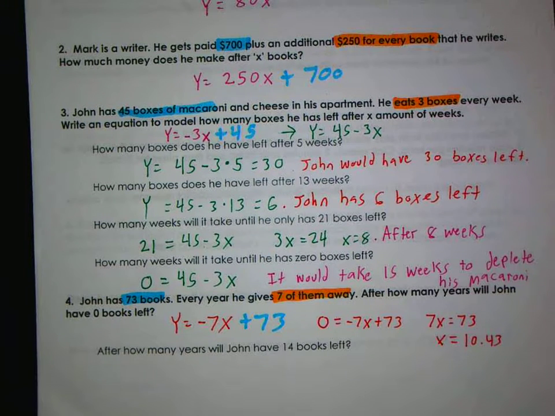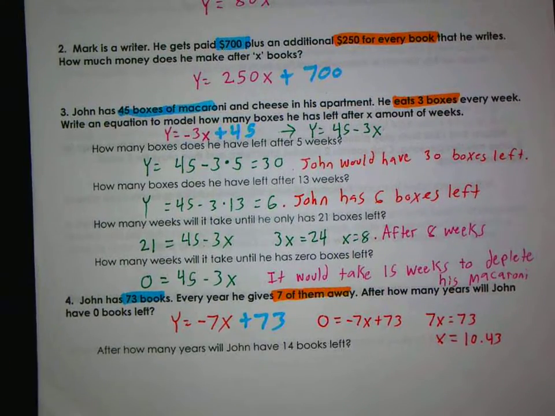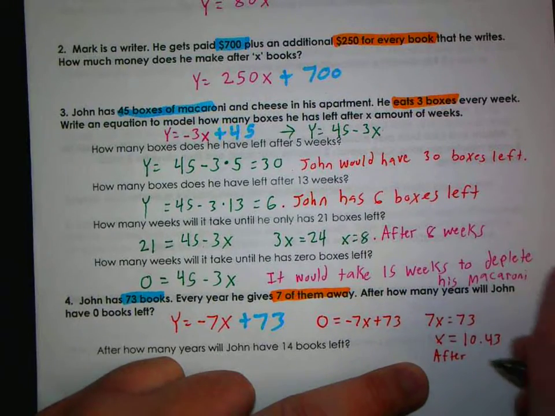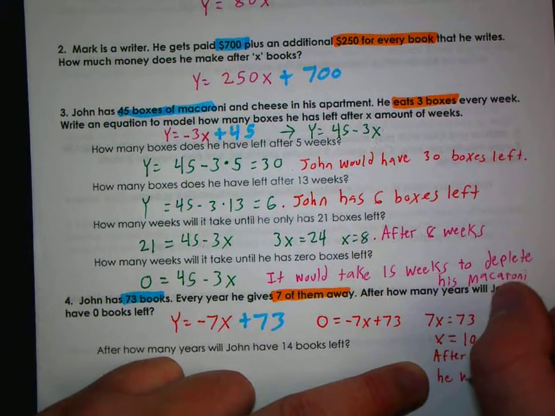So, depending on how you want to answer this, you could say around 10.5 years, right? You could just round it up to 11. Actually, he's not giving out any books mid-year. It's just 7 per year, 7 per year, 7 per year. So in this case, because after 10 years we'll have a few books left, we'll have 3 books left, I'm going to round this up to 11. After 11 years, he will have 0 books left.